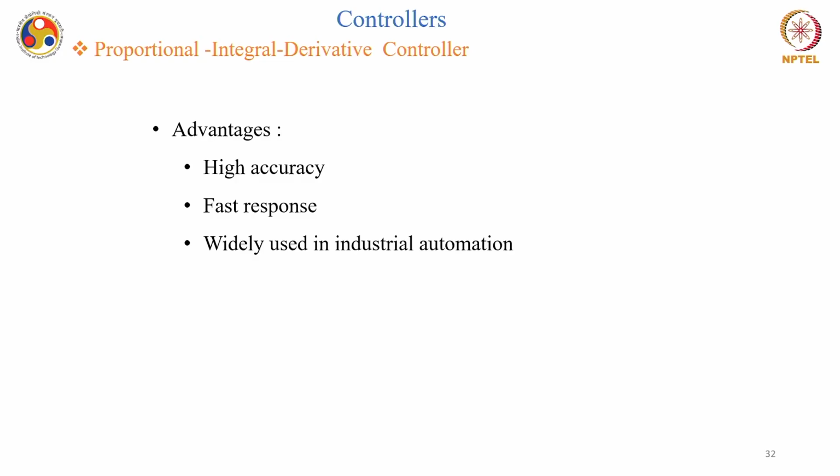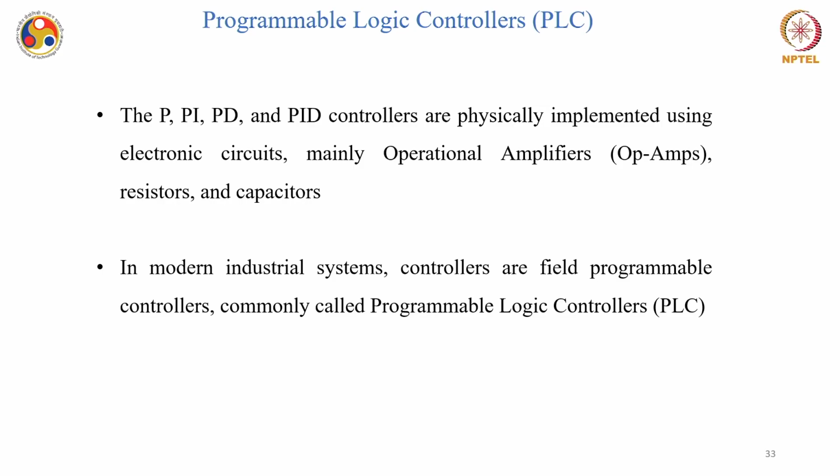PID controllers have several advantages: they have high accuracy, fast response, and are widely used in industrial automation. Then come the digital controllers, which are very essential nowadays in all kinds of automation systems, known as programmable logic controllers or PLCs. We can also call them programmable controllers.